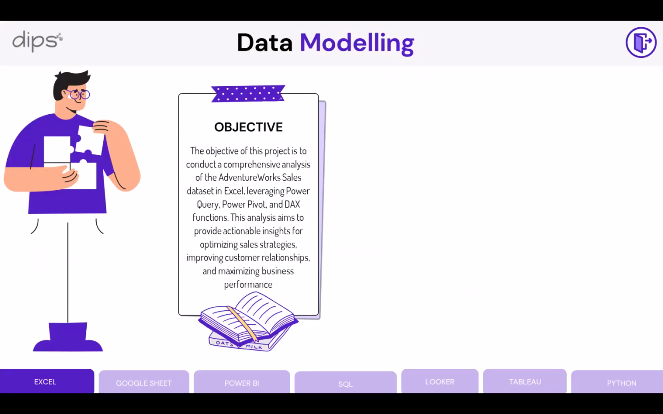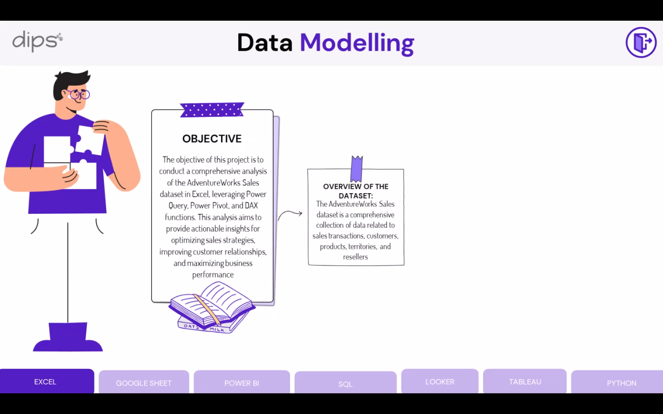Project objectives. Our primary objectives for this project include leveraging data analysis to gain actionable insights, optimizing sales strategies, boosting overall sales, improving customer relationships, refining pricing and discount strategies, and ultimately, maximizing business performance. These objectives guide our analysis and recommendations to drive growth and achieve our organizational goals.